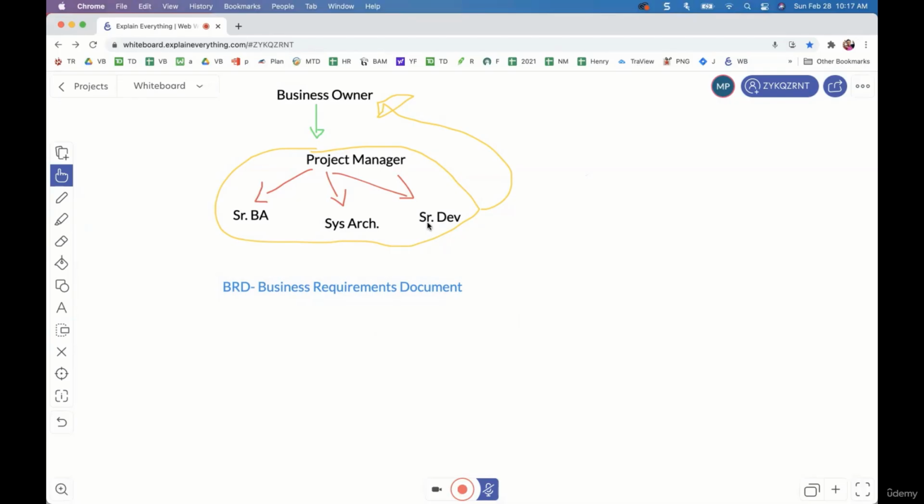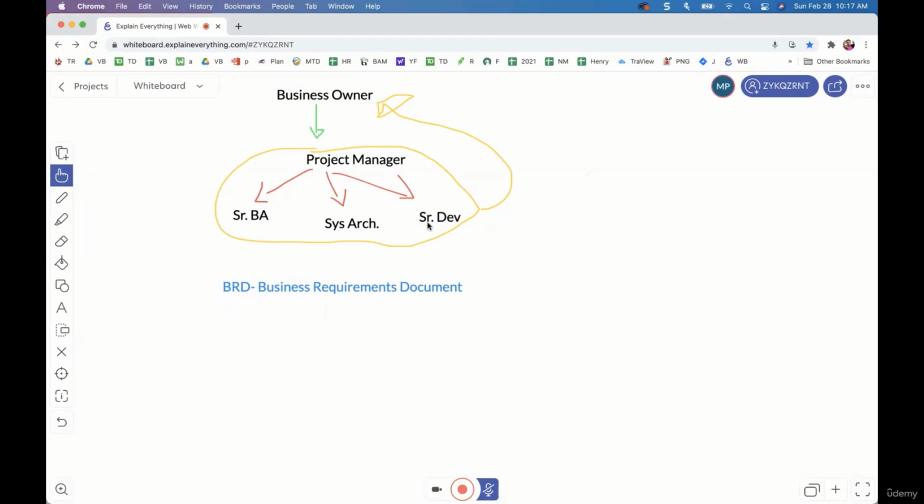Now, according to the books, according to how it should work, the business owner, when they think of a new idea or a project, the first thing they really should be doing is they would end up creating a document which is known as a BRD, Business Requirements Document.